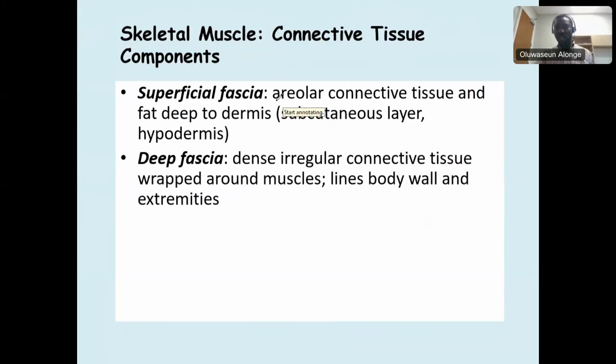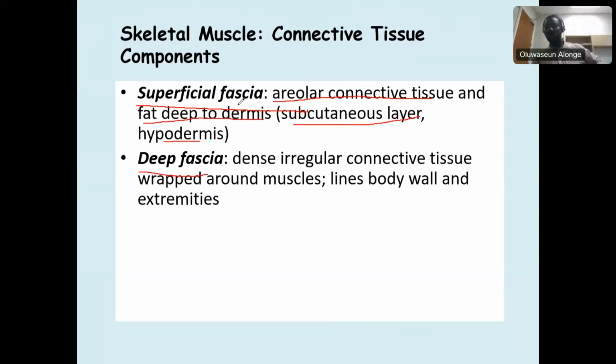All right. So there is one we call superficial fascia and deep fascia. This is simply based on the arrangement, the way they are located. All right. The superficial fascia is made up of areolar connective tissues and fat that are deep to the dermis. You see that? So it's deep to the dermis. It's what we call the subcutaneous layer or the hypodermis. That is a superficial fascia.